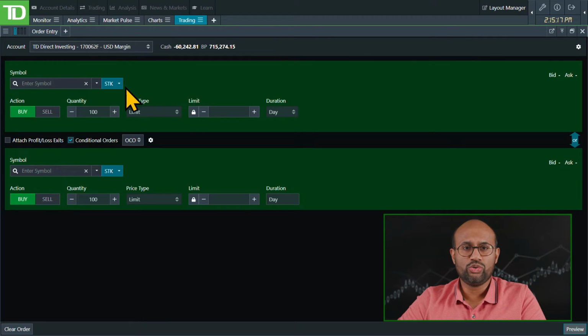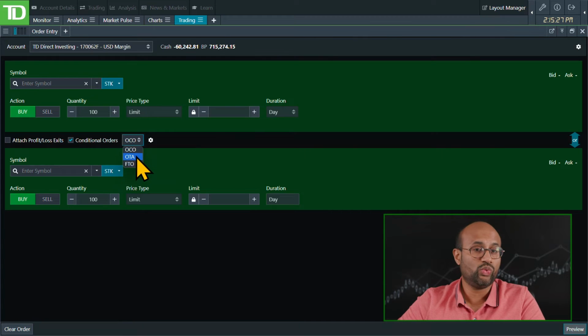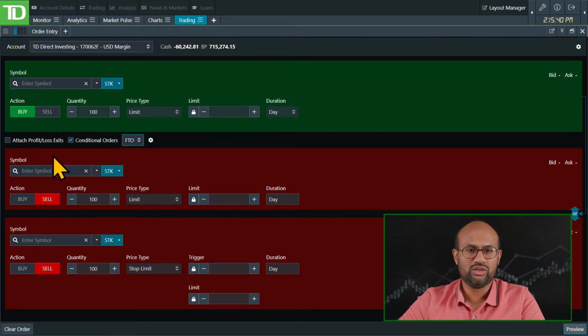Now I've still got the primary order sitting here at the top, but now I can choose what type of conditional order I want to do. An OCO, OTO, which stands for one triggers other, and then FTO, which is first triggers OCO. Let's start with FTO, which is the first triggers other, which is very similar to the attached profit loss that we just did a moment ago if we call it up. So you have your primary order still sitting up here.